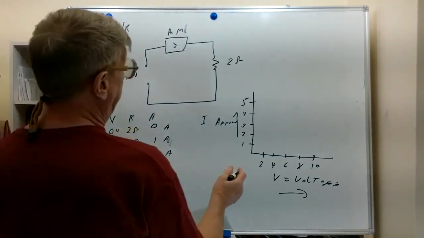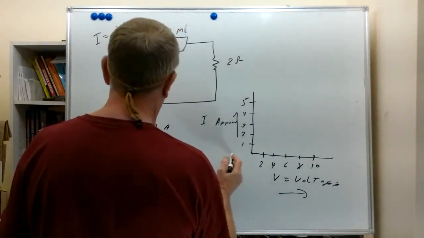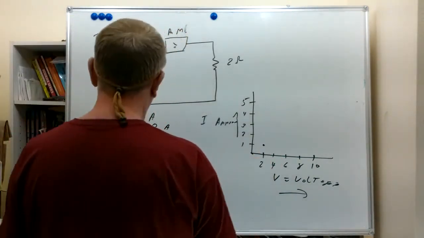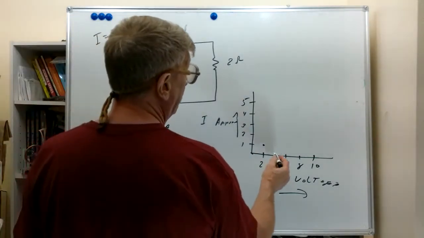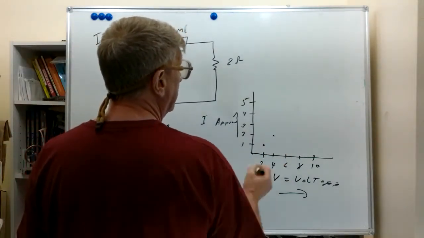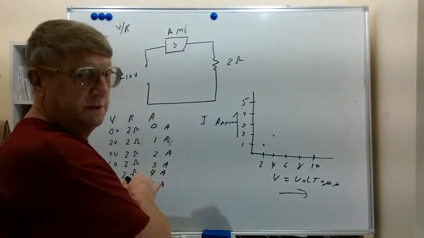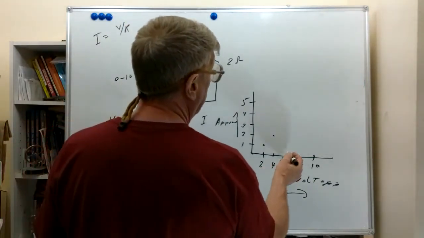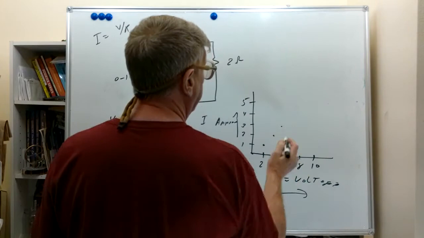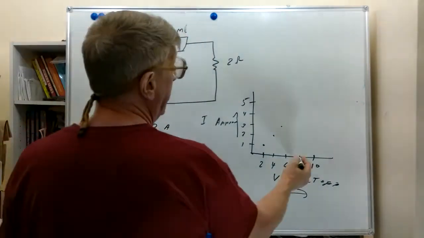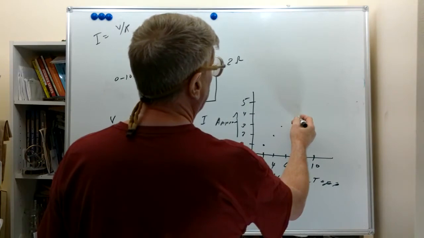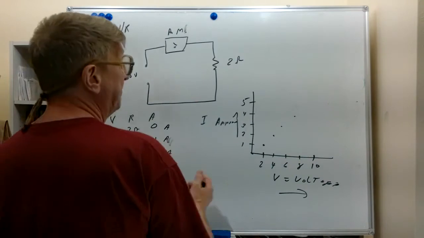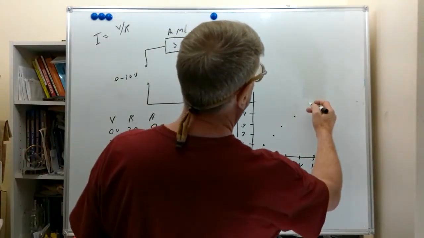So we had 0 volts, we had 0 amps. So we plot a point right there, 0 volts, 0 amps. We had 2 volts, we had 1 amp. So we plot a point right there, 2 volts, 1 amp. We had 4 volts, we had 2 amps. 4 volts up to 2, we can plot another point right there. 6 volts gave us 3 amps. So 6 up to 3, we plot another point right there. 8 volts gives 4 amps. 8 volts up to the 4, we plot another point right there. And 10 volts gave us 5 amps, so we plot another point right there.